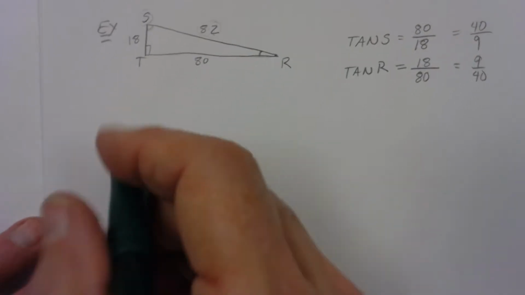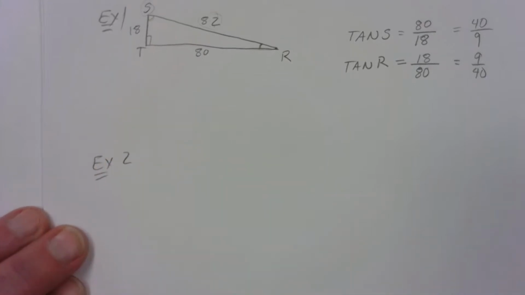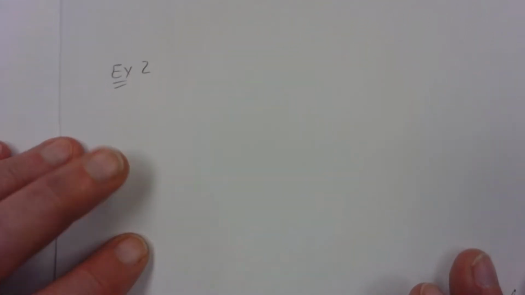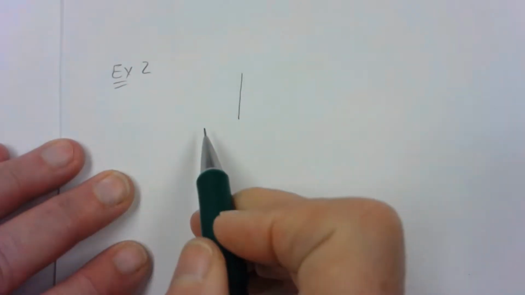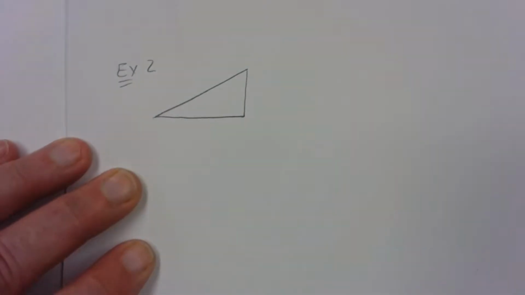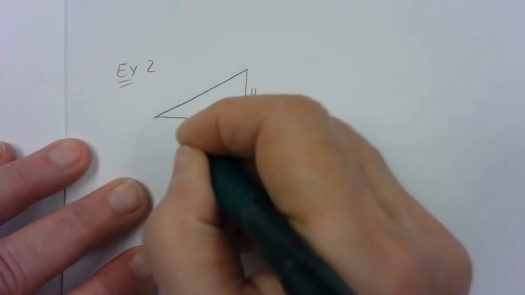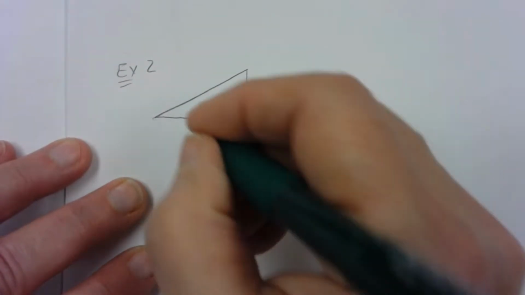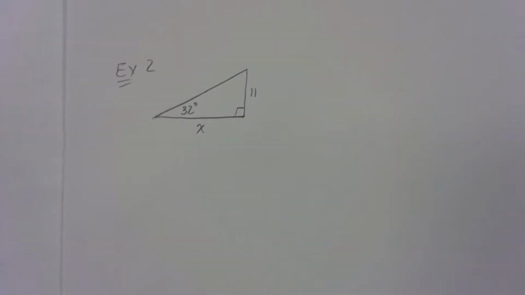Okay, example 2. Now we're actually going to use it to solve something. That was example 1. Example 2 says, here is a triangle, looks like this. It's got an 11 here, an X here, and a 32 degrees here. The instructions are, find the value of X. Round the answer to the nearest tenth.